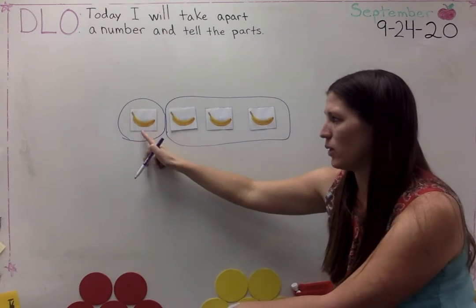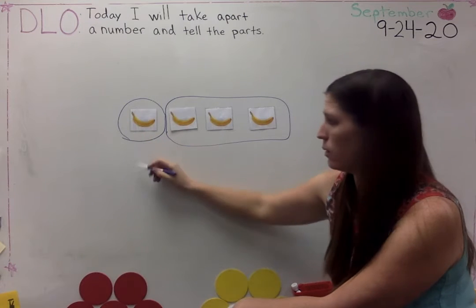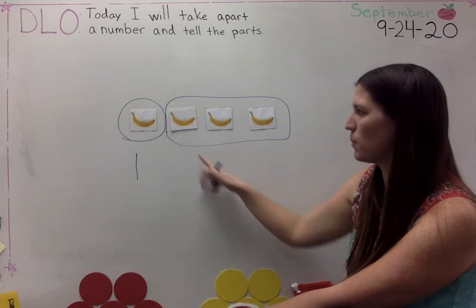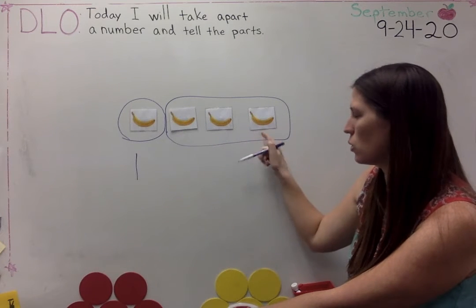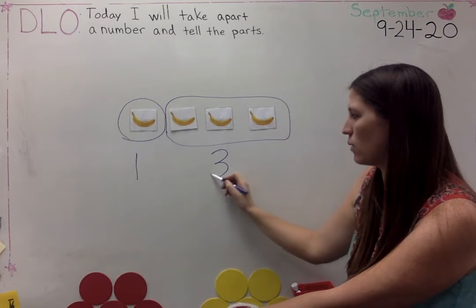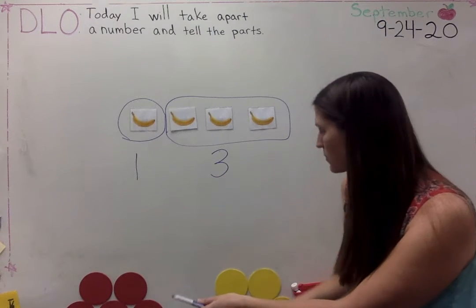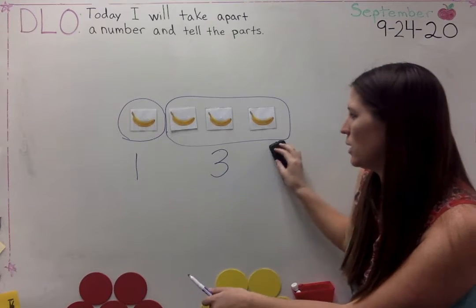Let's count. How many are in my first group? 1. So I'll write 1. How many are in my second group? Let's count. 1, 2, 3. Around the tree. That's the way you make a 3. 1 and 3. I can do it another way.